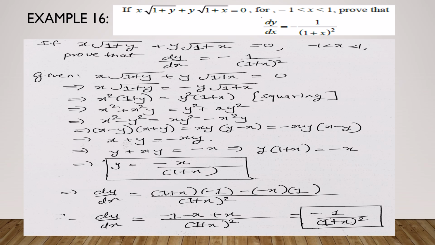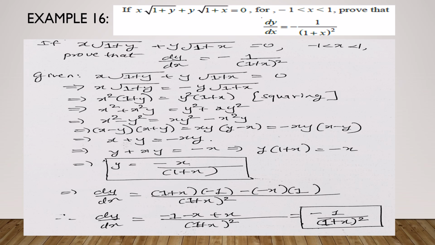So you will get, on simplification, x square minus y square is equal to x y square minus x square y. So on simplification you get x plus y is equal to minus xy. So y plus xy is equal to minus x. Correct? That means now you can write y into 1 plus x is minus x, or y is equal to minus x upon 1 plus x. So step by step you need to first of all get the equation in the form of y is equal to some function of x. Now it is easy, you can find the derivative. So when you find dy by dx, you use the quotient rule.